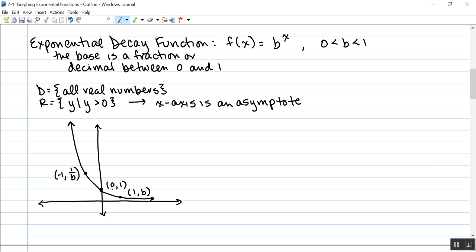And again, it has the points, the y-intercept of 0, 1, a point 1 comma b right here, and negative 1 comma 1 over b. Now notice that since b is a fraction, we have basically the same letters, but the b changes. So this is going to be, for example, 1 comma 1/4, and this point over here, negative 1 comma 1 over 1/4, which is going to be 4.